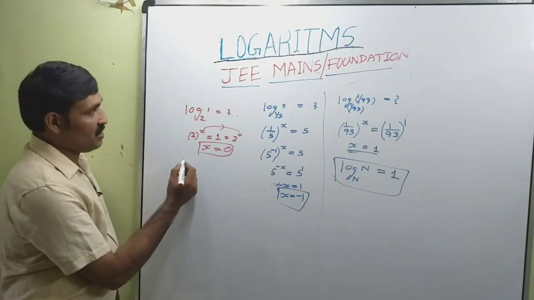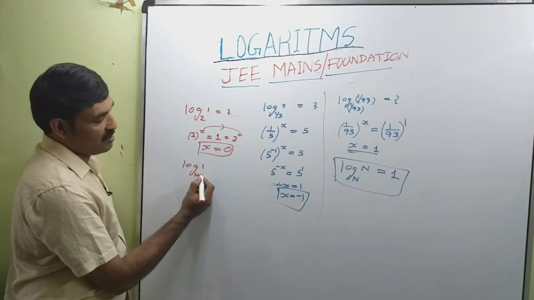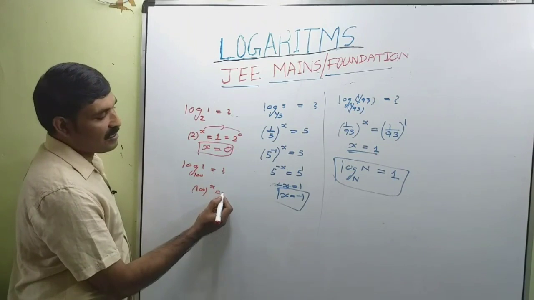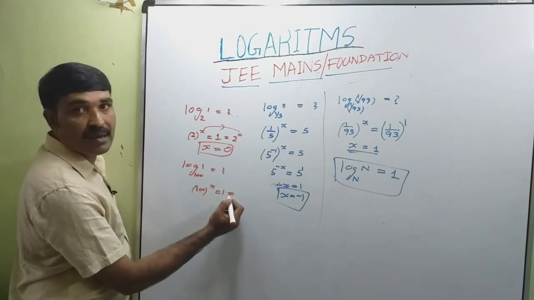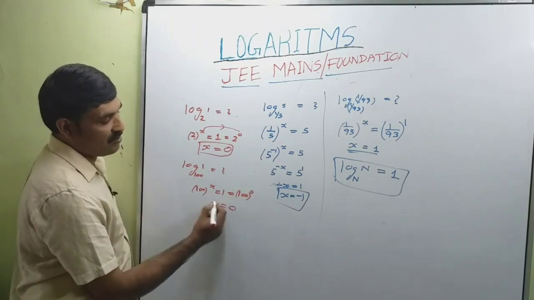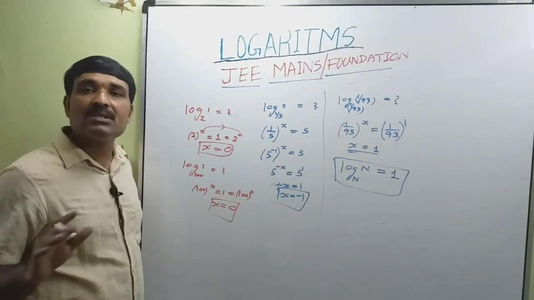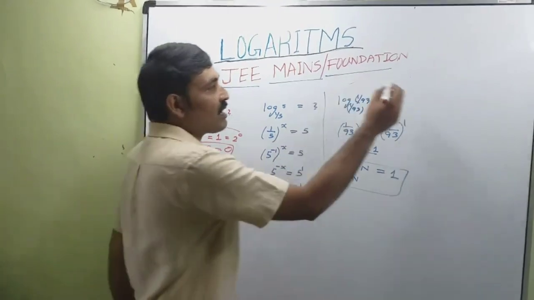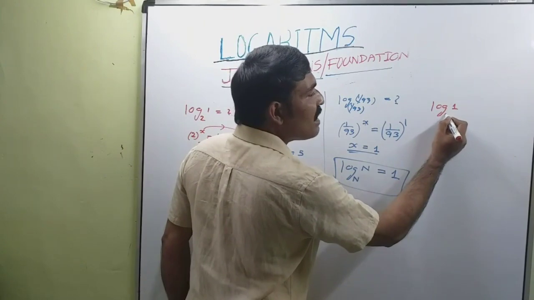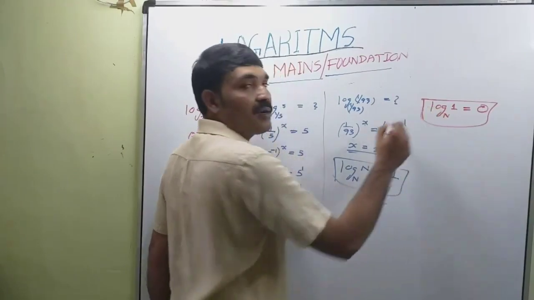Now consider another base, log of 1 to the base 100 is equal to what? This indicates 100 raised to x is equal to 1. That means 1 can be represented as 100 raised to 0, or x is equal to 0. So log of 1 to any base, the answer is always 0. So we can conclude log of 1 to any base n is equal to 0. This is a very important result.